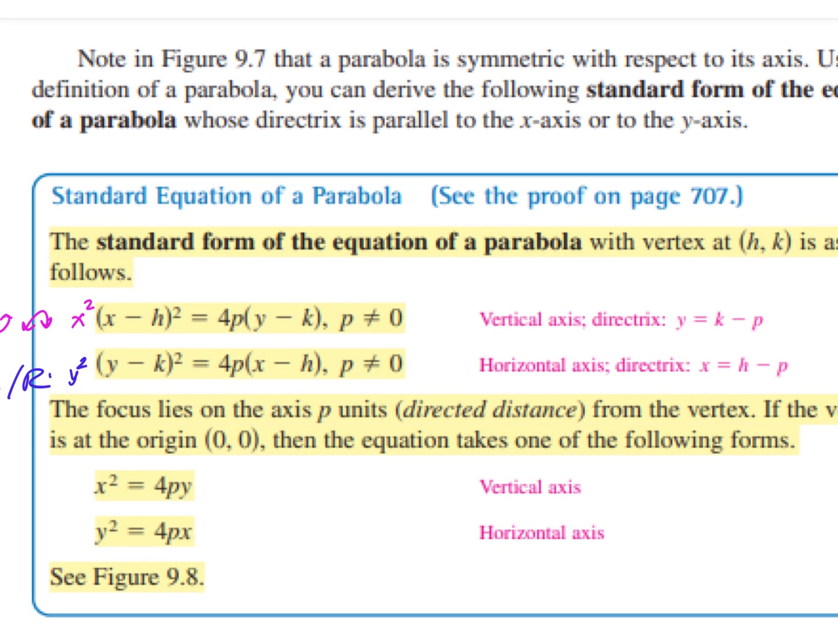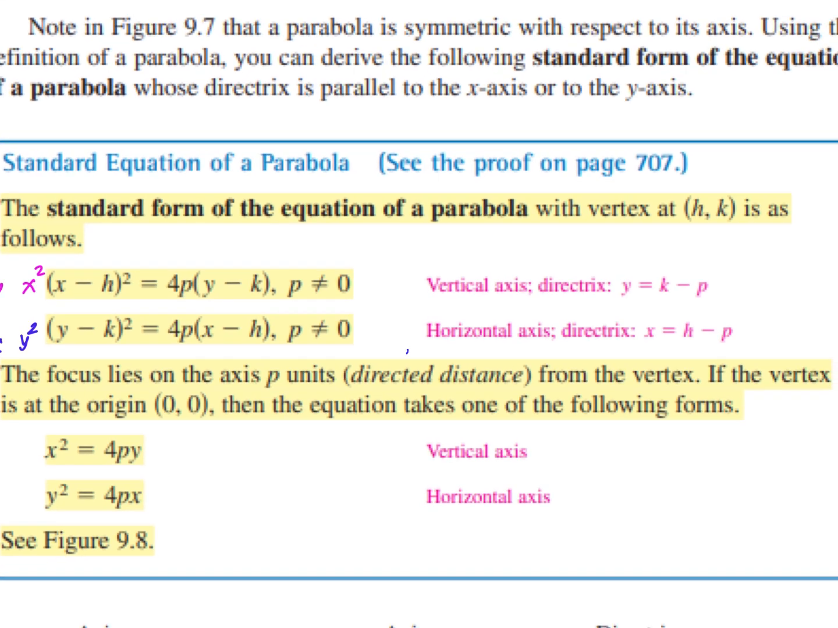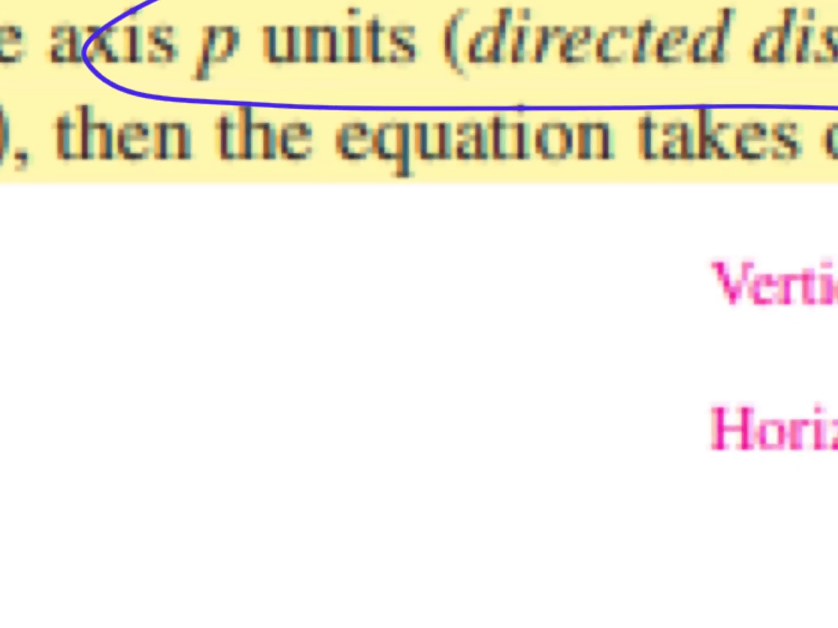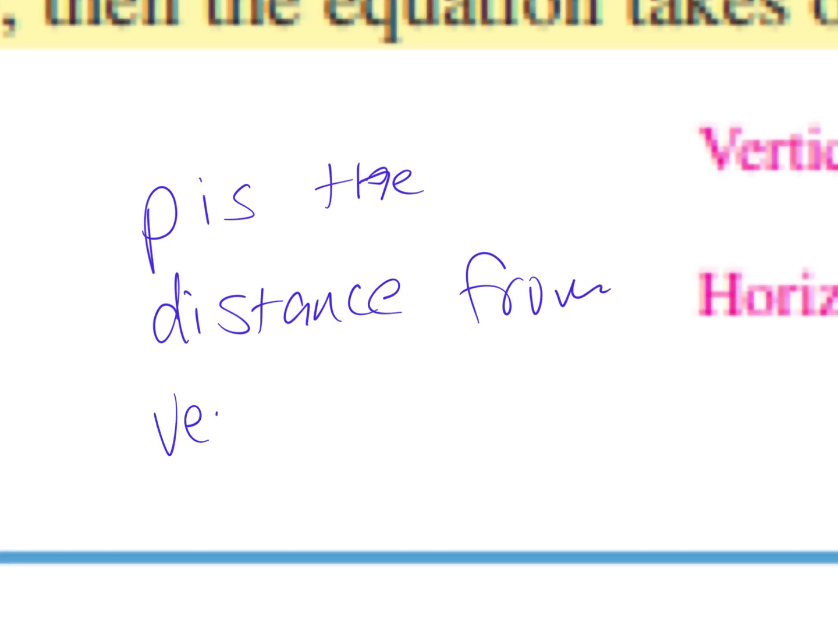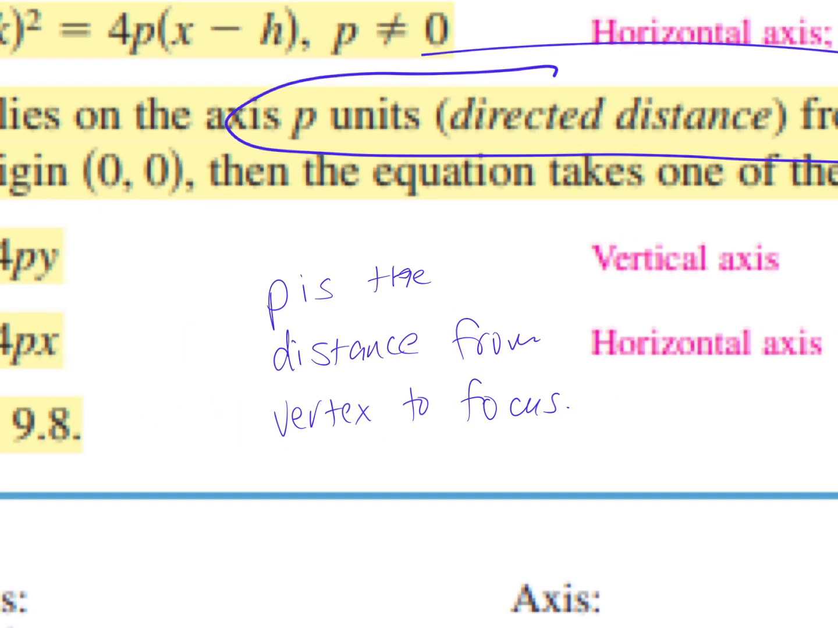P. All right? P tells you right here. It's a directed distance. All P is the distance from vertex to focus. You can almost think of it as kind of like a radius in a sense of it's from the center to a point. It's not on the parabola.